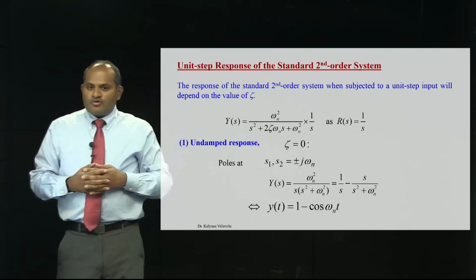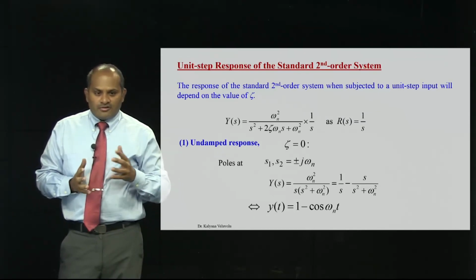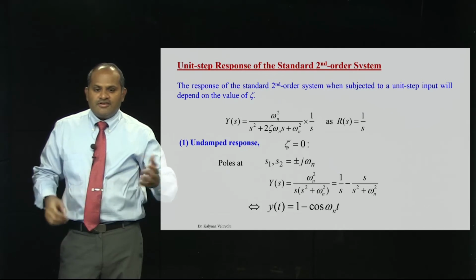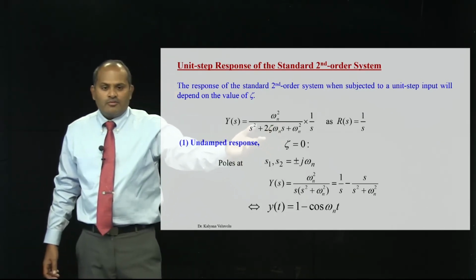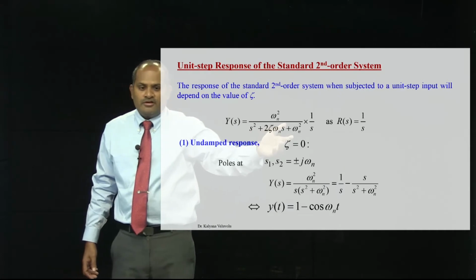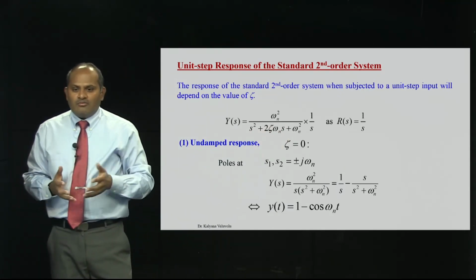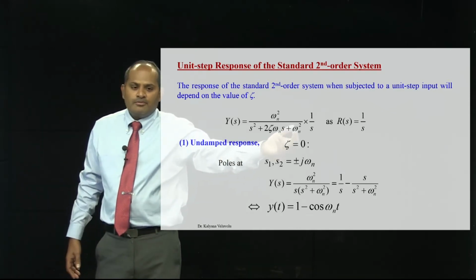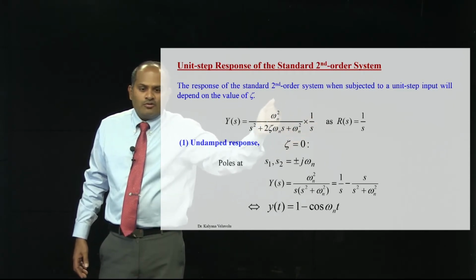Now let us proceed to analyze the step response characteristics of standard second order system. So now we have a nice standard second order system that is defined as Y of s equal to omega n square by s square plus 2 eta omega n s plus omega n square. Now we are analyzing the step response, so we need to multiply the transfer function with the step input. Step input in Laplace domain will be 1 by s, since R of s equal to 1 by s.